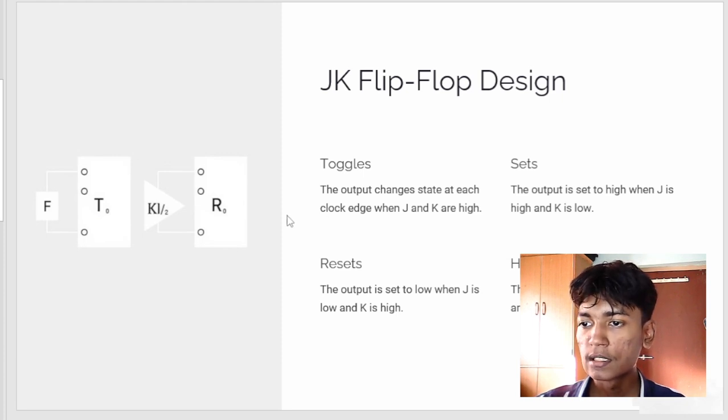The next thing is JK flip-flop design. Toggles: the output changes state at each clock edge when J and K are high. Sets: the output is set to high when J is high and K is low. Resets: the output is set to low when J is low and K is high. Holds: the output stays the same when J and K are both low.